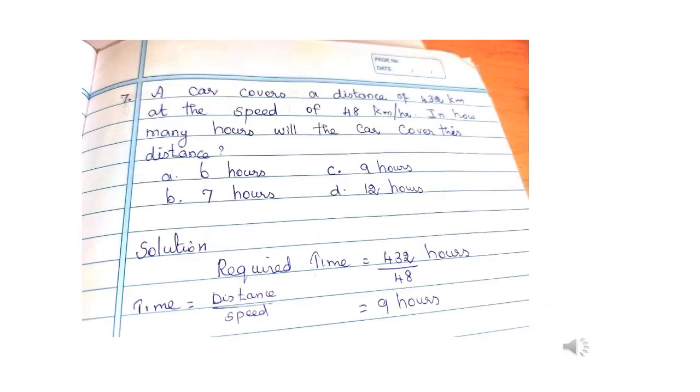Seventh problem: a car covers a distance of 432 kilometers at a speed of 48 kilometers per hour. In how many hours will the car cover this distance? So in this problem, we find out time. The time formula is distance by speed. So 432 divided by 48, so that is 9 hours.